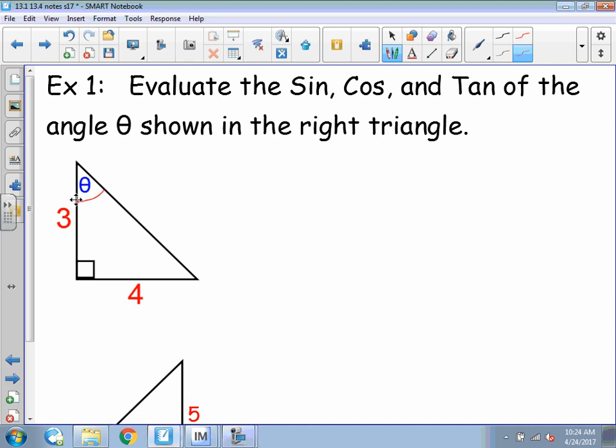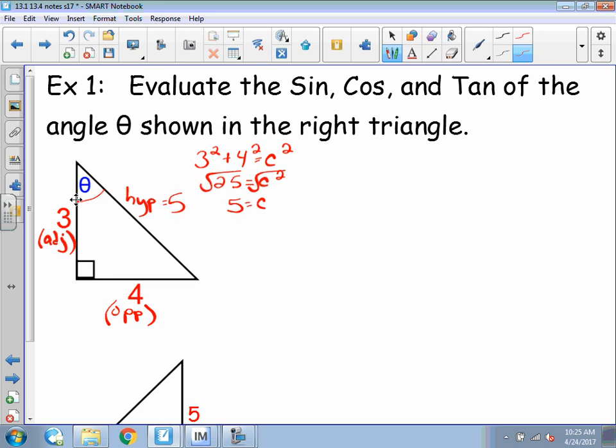In reference to this angle, what is 4? Opposite, correct? That's opposite. And what is 3? Adjacent. Okay? Hypotenuse is what we're missing. So you do Pythagorean theorem real quick: 3 squared plus 4 squared equals c squared. So you end up with 25 equals c squared. What do you do next? Take the square root of both sides, and you get c is 5.